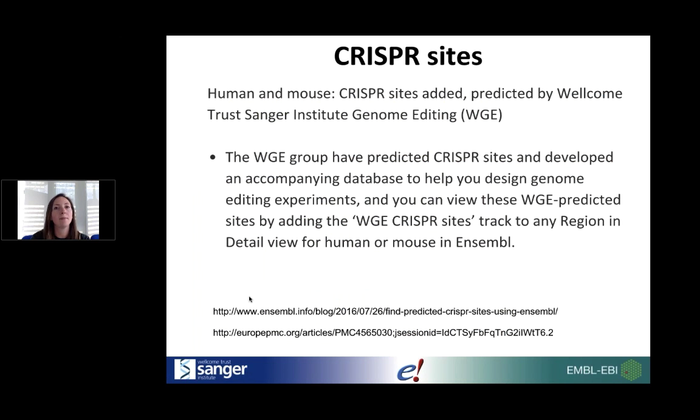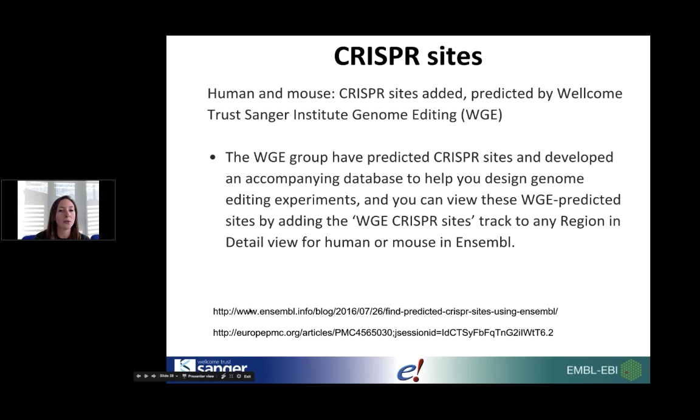Okay, so another piece of data that we've added to the site is some CRISPR sites. The Wellcome Trust Sanger Institute have a genome editing team, and they very recently published a paper where they show that they've predicted CRISPR sites, and they've developed a database to help you design your genome editing experiments. And we've added the data from this database for human and mouse in Ensembl, so you can view the CRISPR sites there.